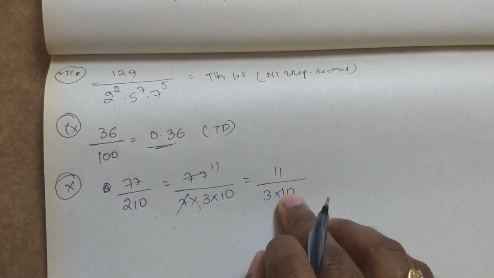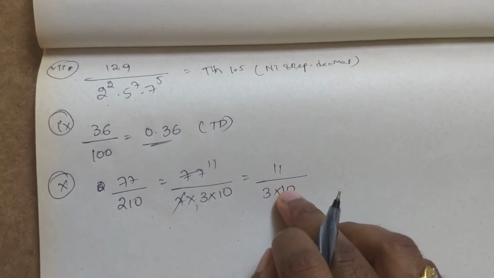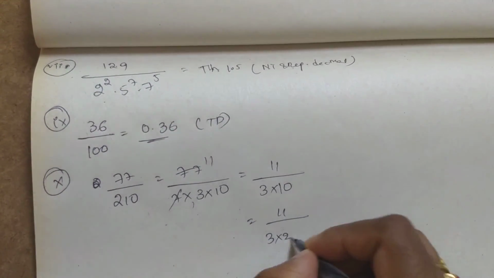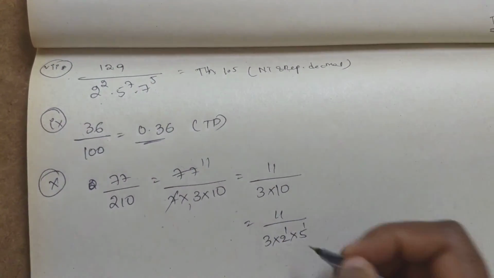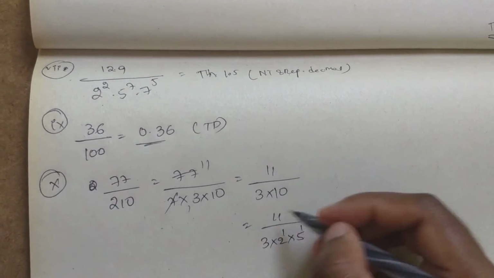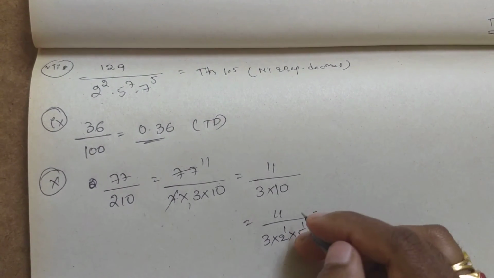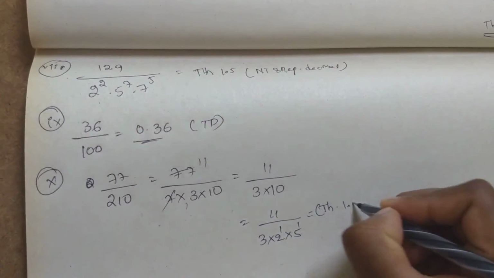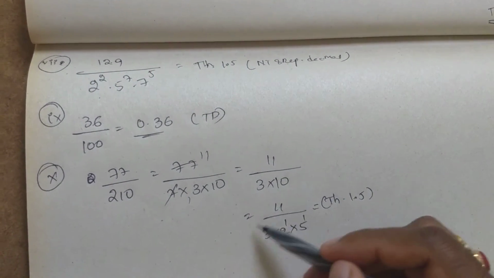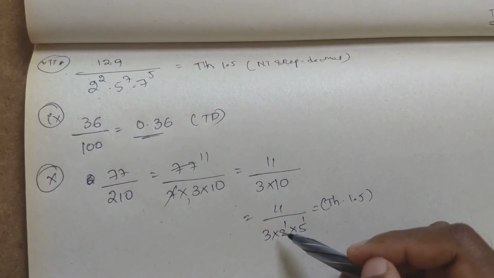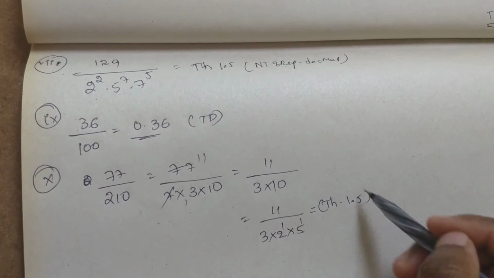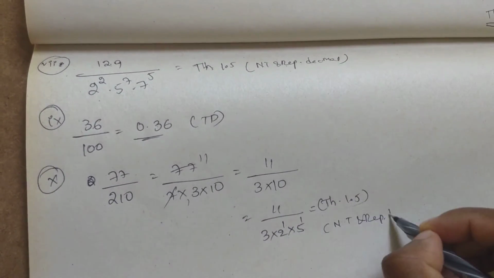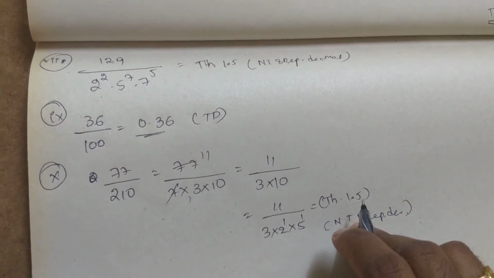Here once you see, the denominator is not in the form of 2 power n into 5 power m, because 11 divided by 3 into 2 into 5 has 2 power n into 5 power m, but in addition there is a 3. So once you divide also, you will get a non-terminating and repeating decimal. As per theorem 1.5, the denominator is not in the form of 2 power n into 5 power m. Hence whatever result you get is a non-terminating and repeating decimal. Okay, so this is the solution.